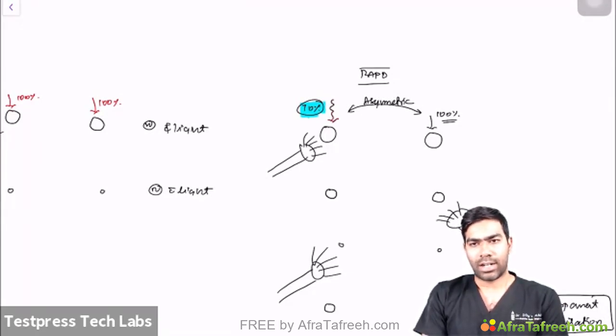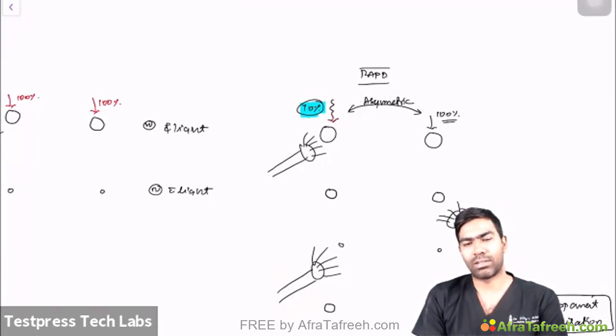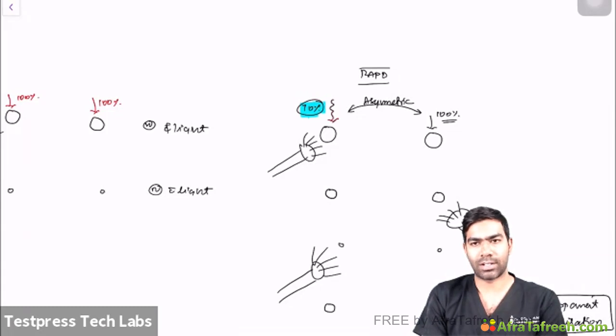What is the gold standard investigation for RAPD? One investigation that is going to detect this RAPD in a technical way. So what is that investigation? RAPD is a clinical way of finding out an optic nerve problem. What is a technical way to find out a problem in the optic nerve?